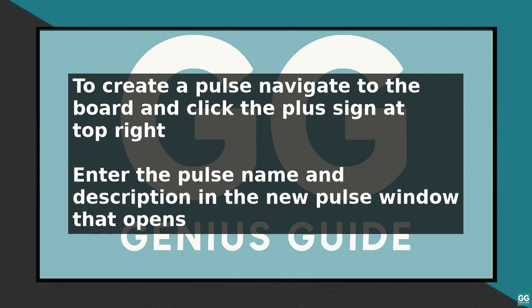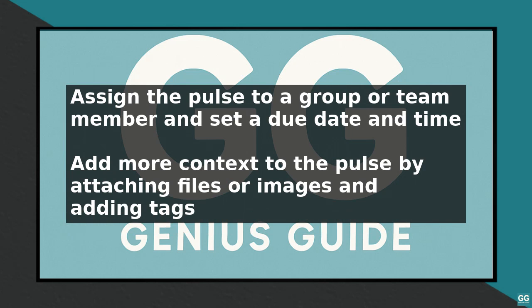Once you have created your pulse, you can customize it further by adding additional columns or fields. For example, you can add a status column to track the progress of the pulse, or a priority column to indicate the level of importance.